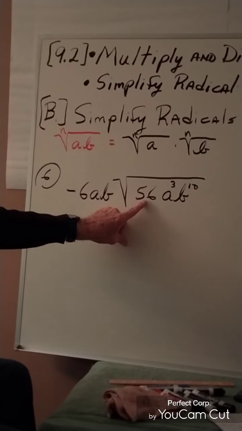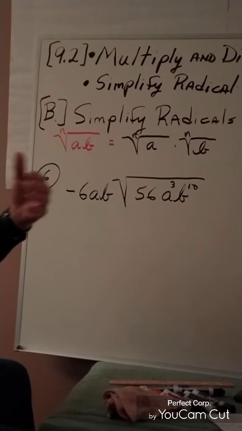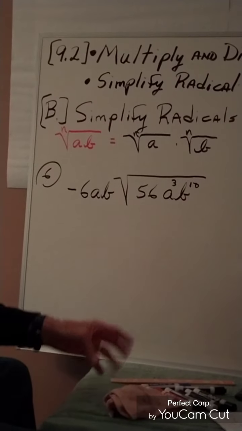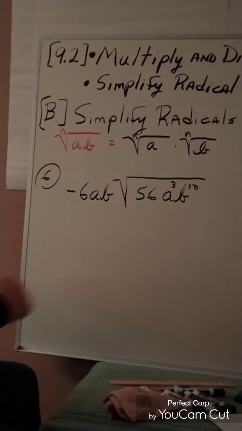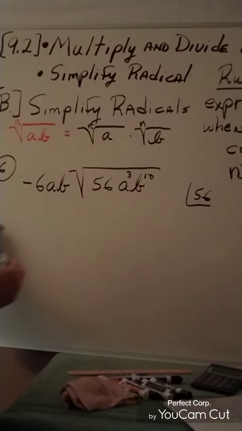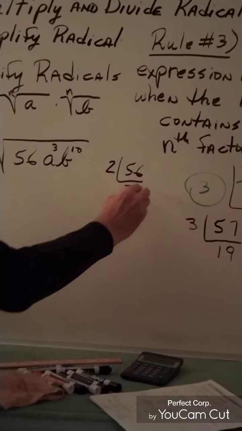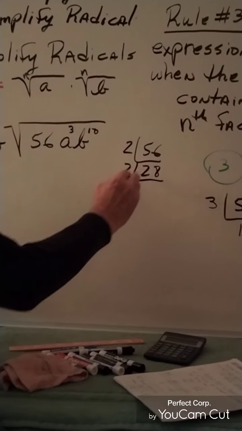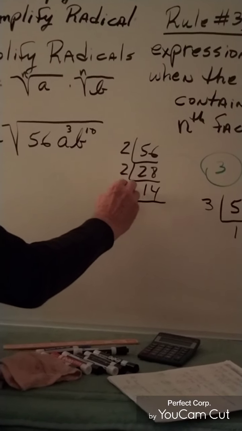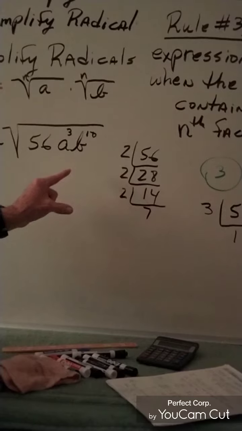I don't want to keep scratching my head about 56. I don't want to try to figure out what it's going to be, and then if I see a number, you're asking, well, is it the best? You'll get the best if you bust it up. Now there's a 2, and it'll go 28. There's another 2. That'll give you 14. You have a third 2, and that'll get it down to 7. He's prime, you're done.